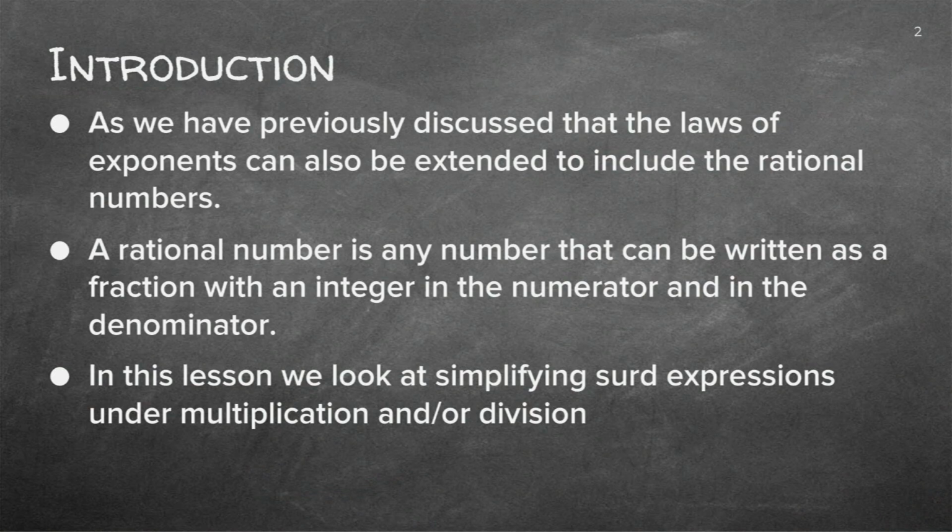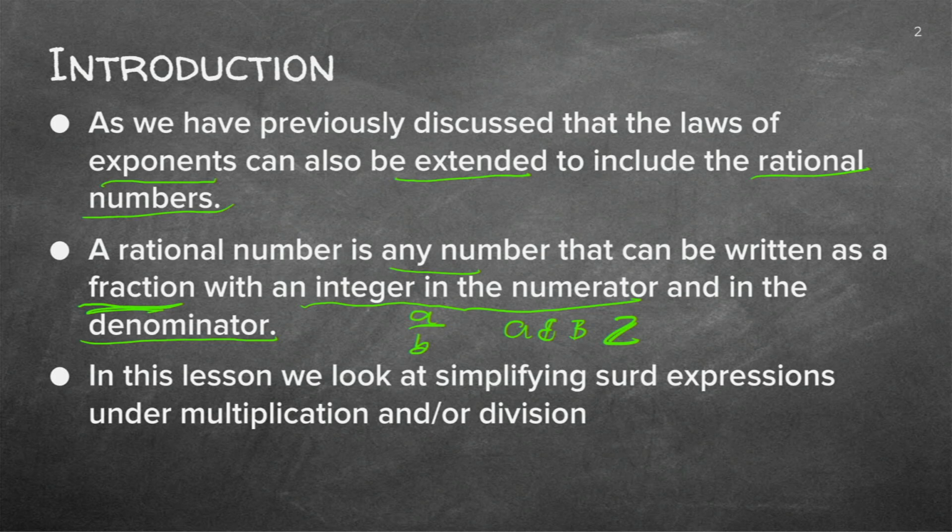As we've previously discussed, the laws of exponents can also be extended to include rational numbers. A rational number is any number that can be written as a fraction with an integer in the numerator and also the denominator. So a rational number is just a number that can be written in the form of a over b, where both a and b are integers.